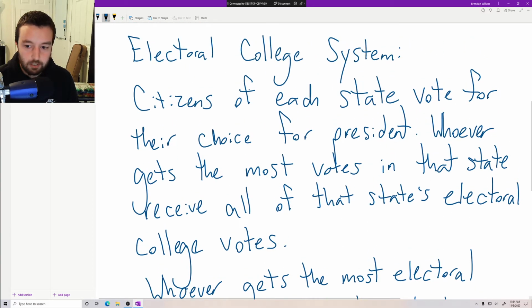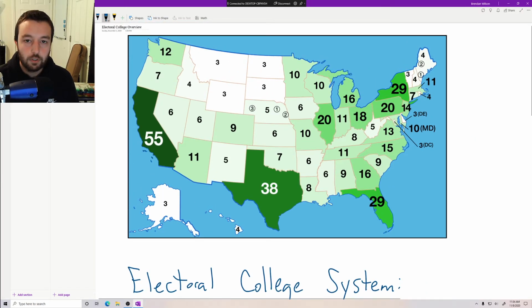Some things to address here. First of all, what even is the Electoral College, right? Well, the Electoral College is literally just an organization of people who are there to elect the presidency. So we vote for who we want to be the president in the election every 4 years, on the first Tuesday of November.